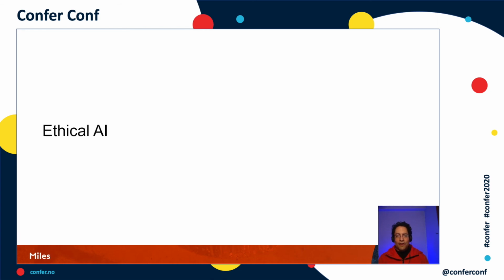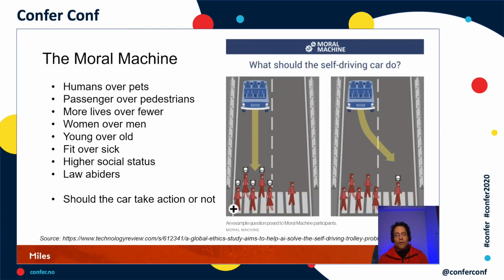So now I would like to talk a little bit about ethical AI. When we talk about ethical AI, there is an experiment called the Moral Machine. The Moral Machine was developed by researchers at the MIT Media Lab and was launched in 2014. By now, millions of people in over 200 countries have done this type of exercise.